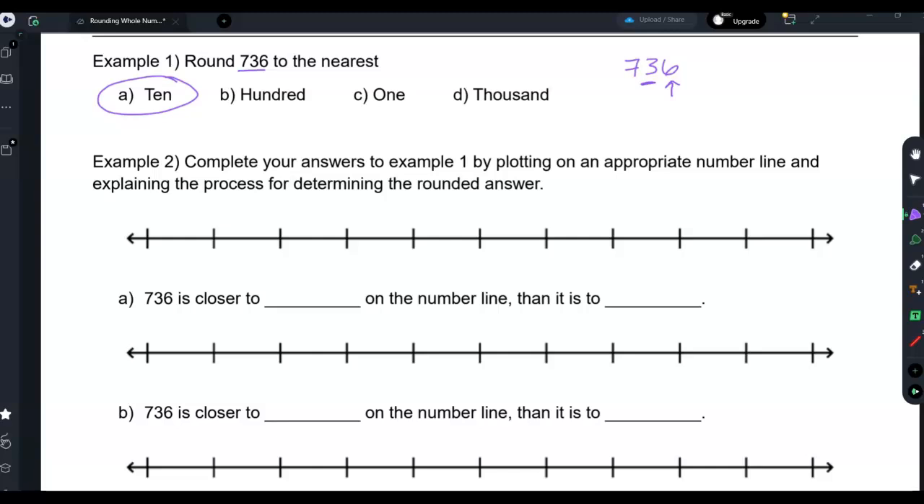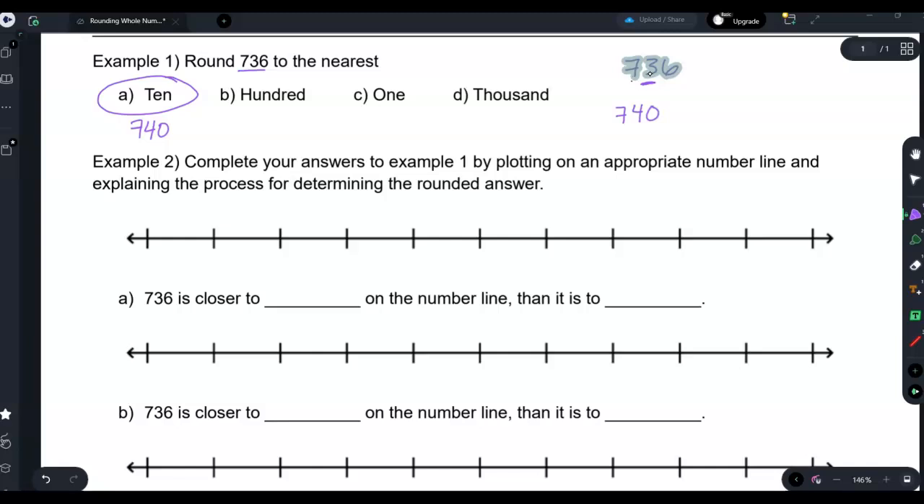So if that number is 5 or higher, then we're going to round up. So in this case, I am going to round up. What does it mean to round up? It means that I'm going to add 1 to the digit in the place value I'm rounding to, in this case, the tens place. So I'm going to still have a 7 in the hundreds place. I'm going to increase the tens place by 1, so that becomes a 4. And then everything behind the tens place becomes a 0. So when I round this to the nearest 10, I get 740.